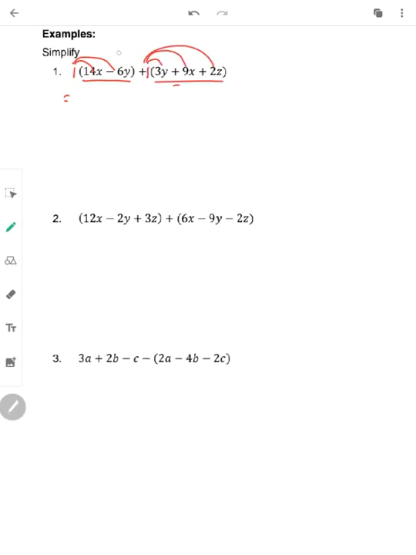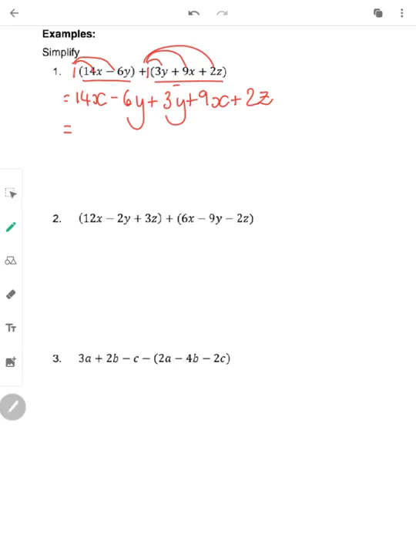So firstly, 1 times 14x, if multiplying by 1 changes nothing, then we can actually just simply take away the brackets. 14x minus 6y, and the same goes here. Remember, multiplying by positive 1 yields the same answer. Oh, that's a mistake. Let me just take it away. Okay. So that would give you positive 3y plus 9x plus 2z.